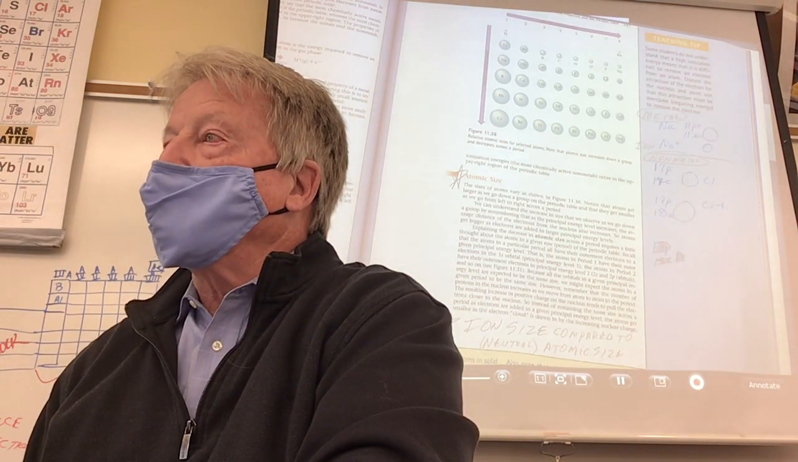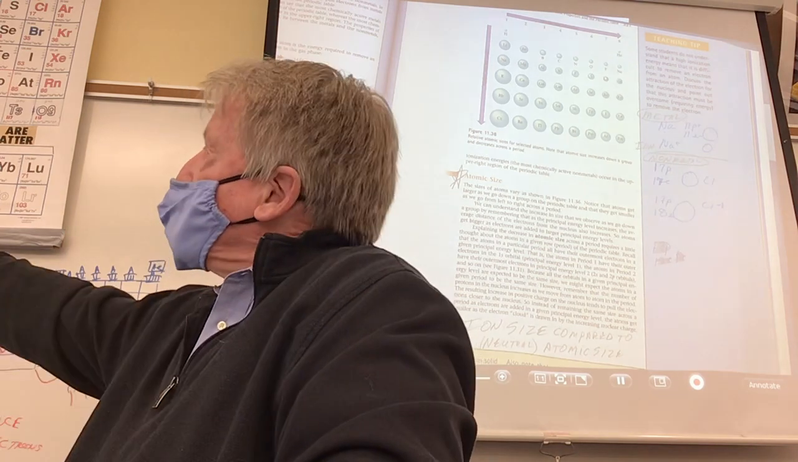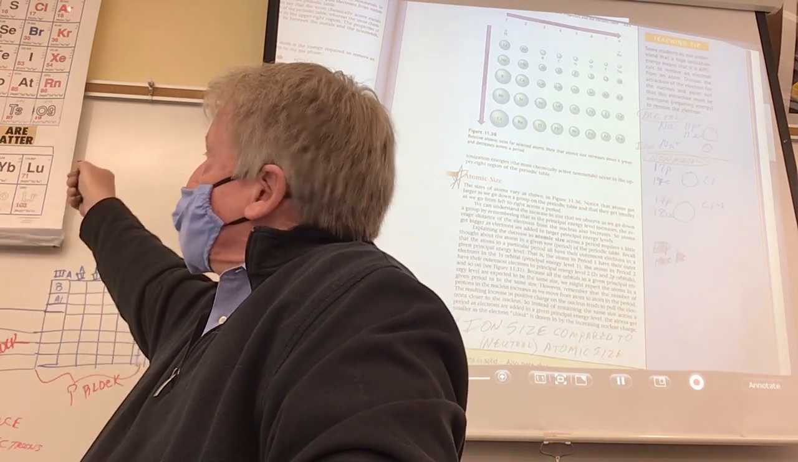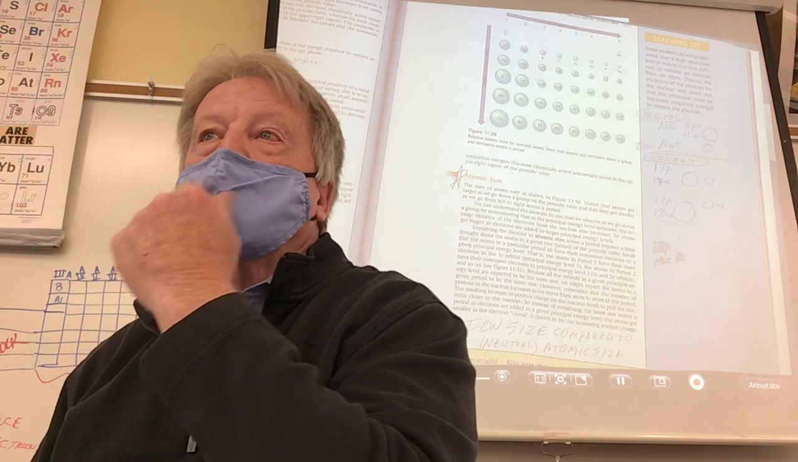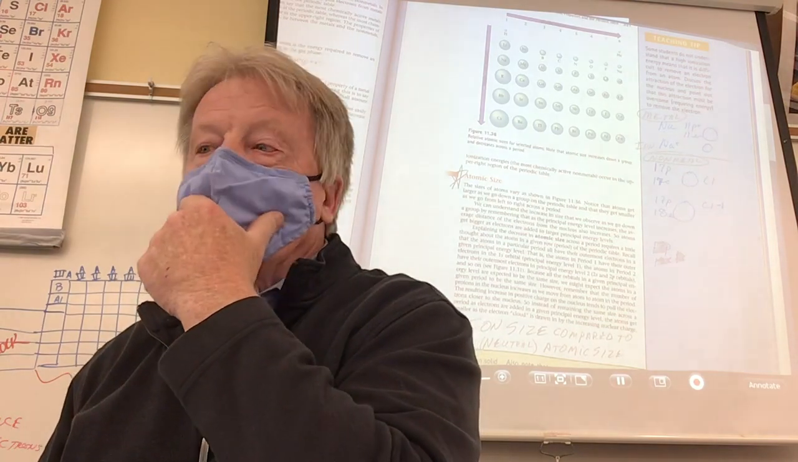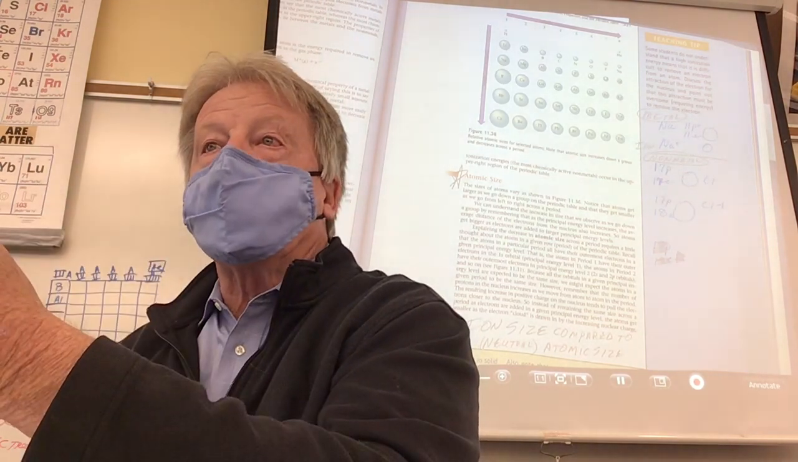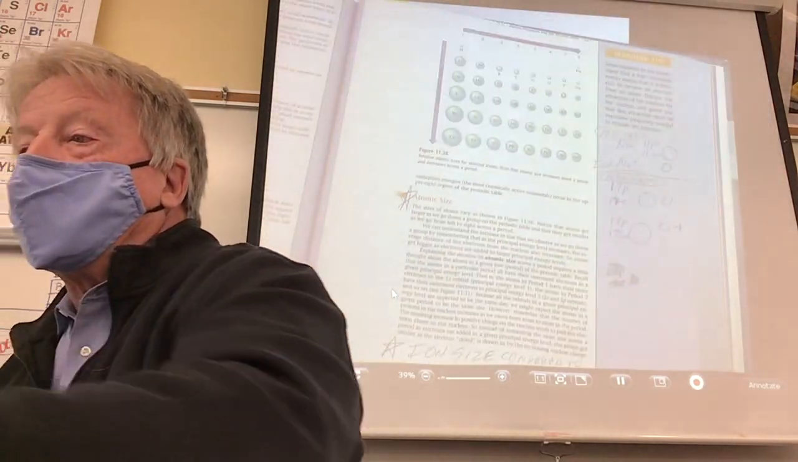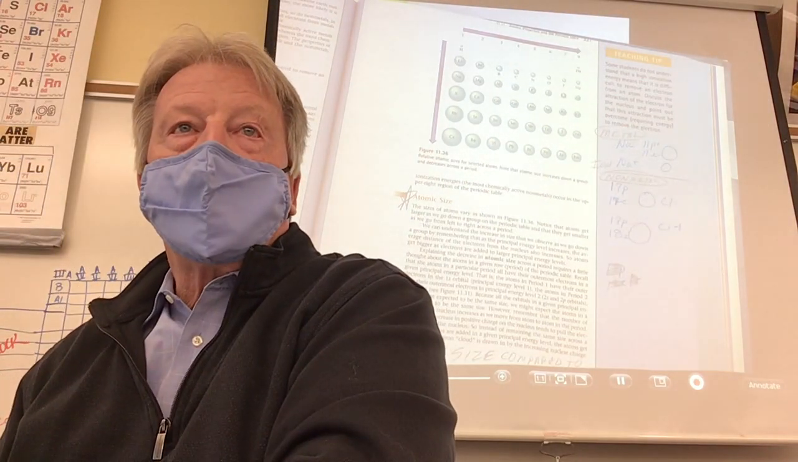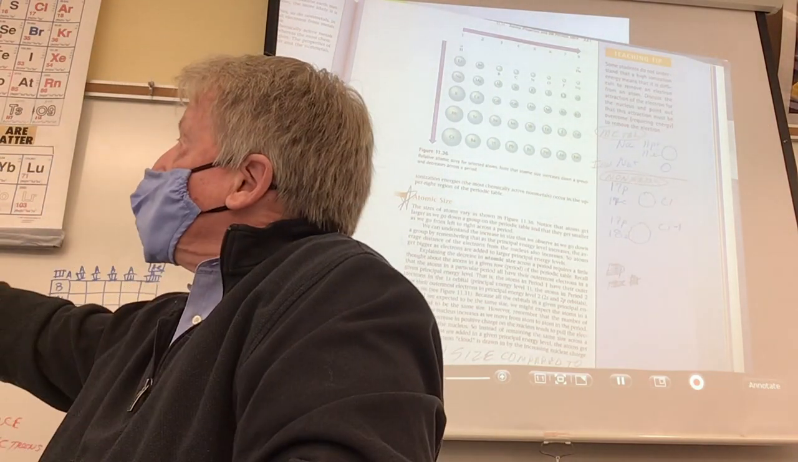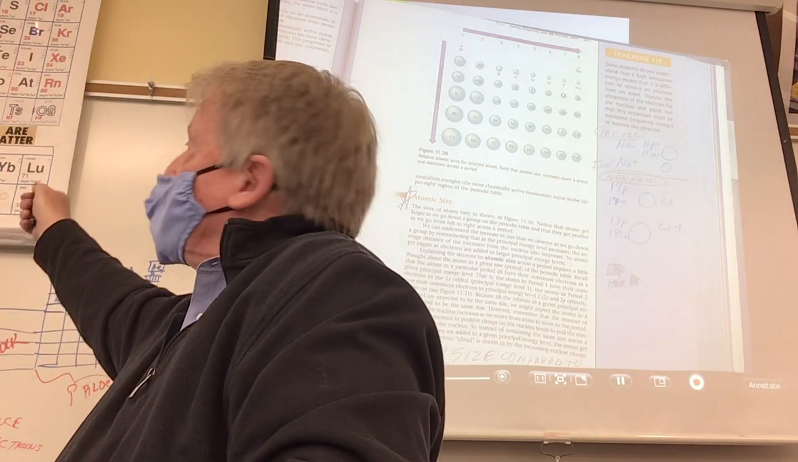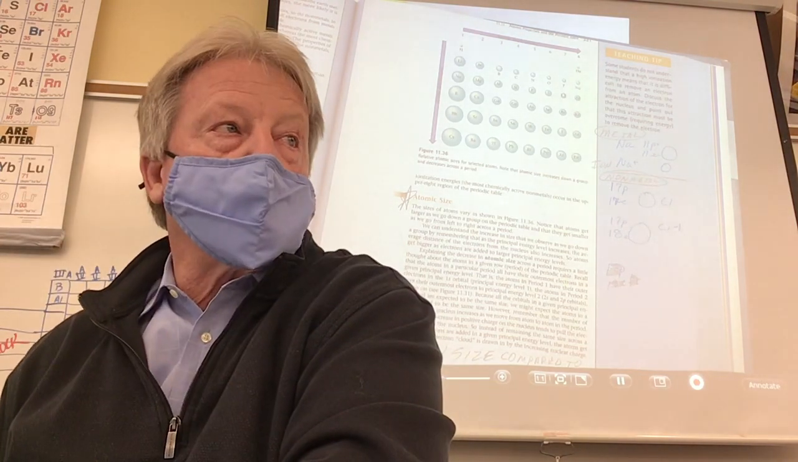But the one that doesn't make sense, what happens to the size as you go left to right? What happens to the size when you go left to right? What do you remember reading there? There's a big picture in your book. What happened there? I'm getting more protons. I'm getting more electrons. But what's happened to the size of the atom?